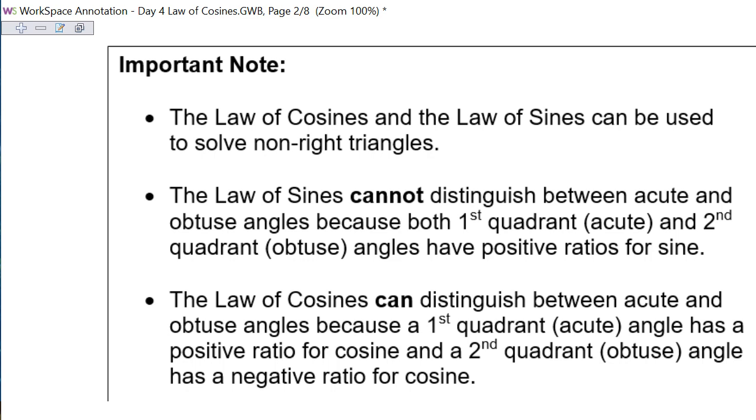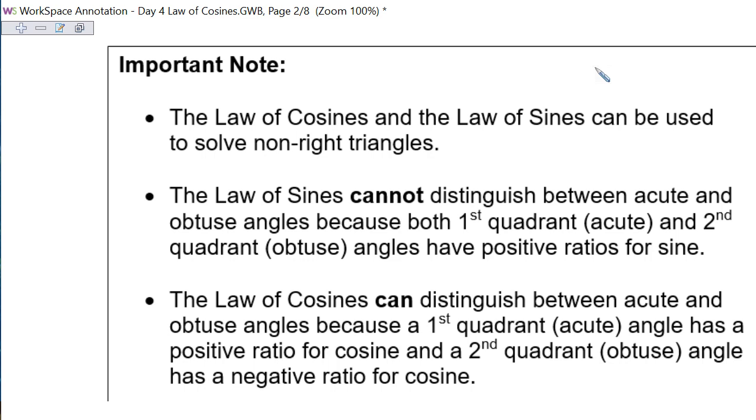And we saw that yesterday when we had the 2 cases. We had case 1 with the acute angle, case 2 with the obtuse angle. And it tells us the reason why the law of sines cannot distinguish between the acute and obtuse case is because in quadrants 1 and 2, both angles are going to be positive as far as the ratio of sines. And we'll learn about this when we get to the unit circle.